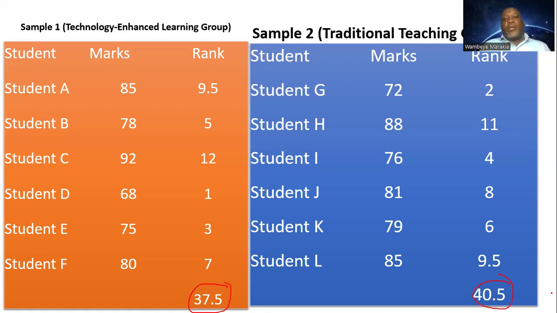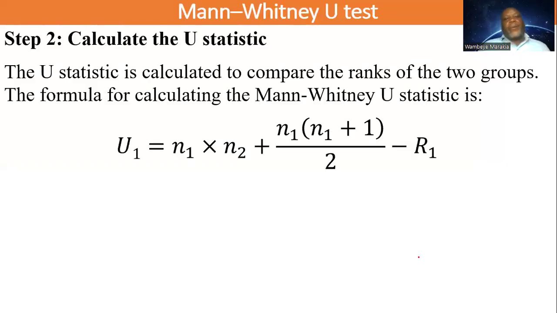Now I will move on to apply the formula for Mann-Whitney. And this is the formula for Mann-Whitney. U1 equals N1 times N2 plus N1, open the bracket, N1 plus 1, close the bracket, divided by 2, then minus R1.